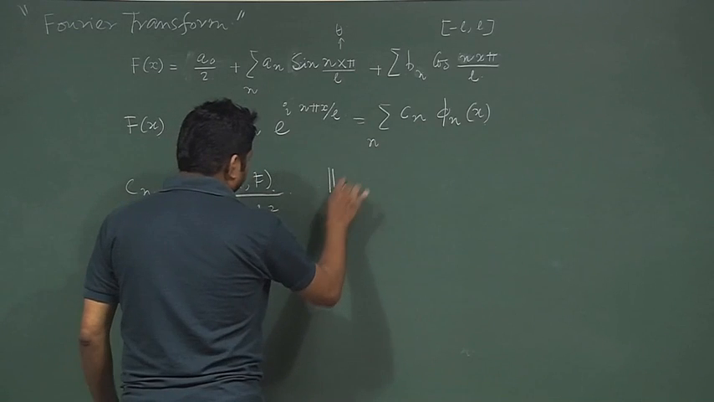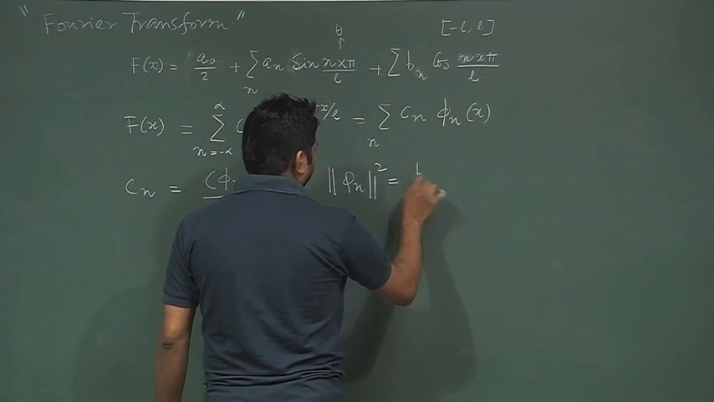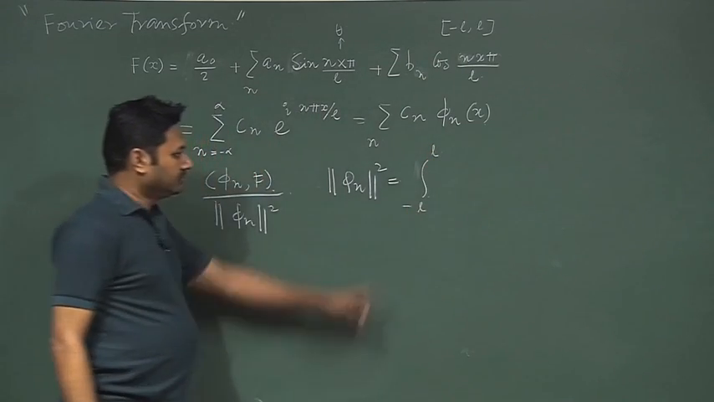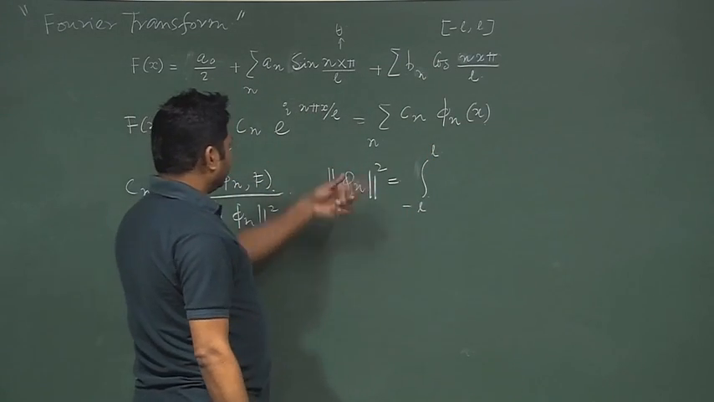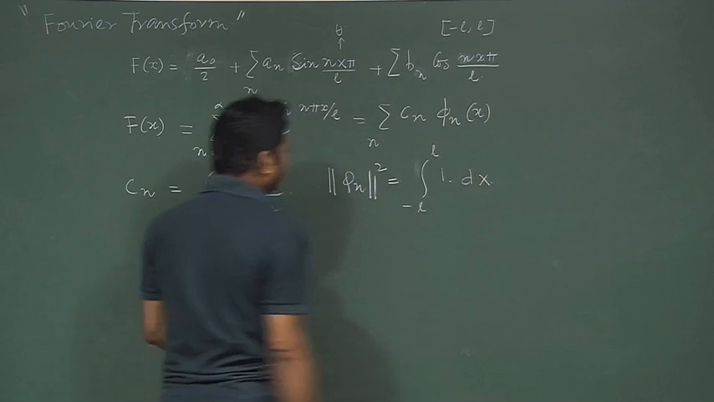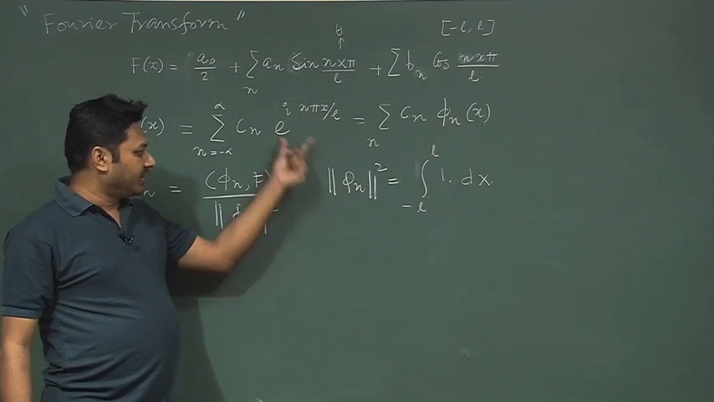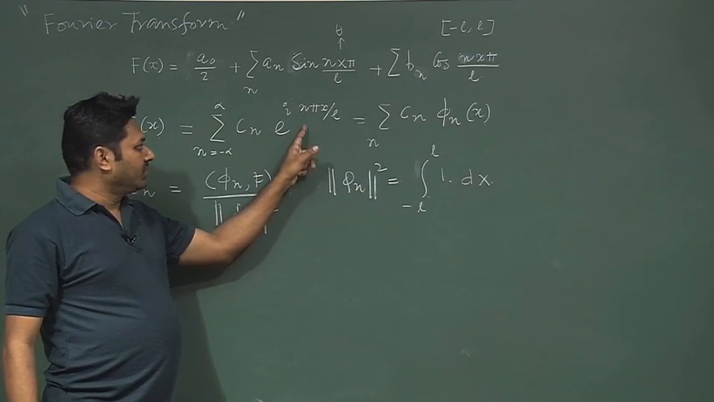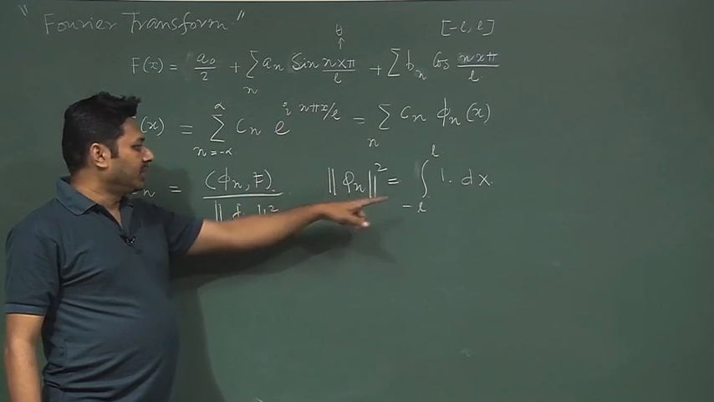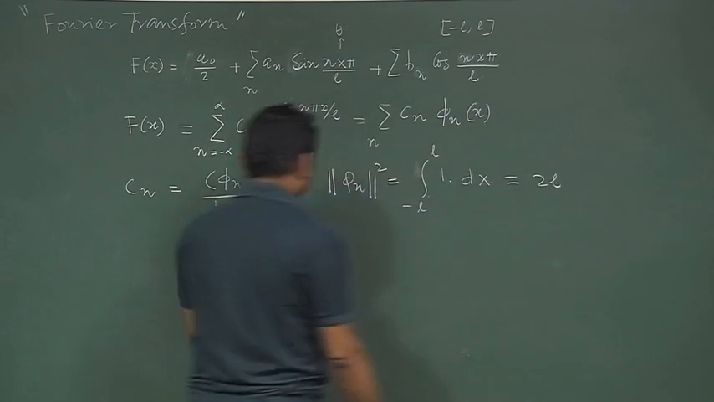So, what is the phi n mod square here? It is the integration from minus L to L. The function is this multiplied by its complex conjugate, so it will be just 1, because I am multiplying the same function with the same function with a complex conjugate. This plus sign will be a minus sign, and when you multiply it you will get 1. So you will have 2L for that. So this quantity is 2L.